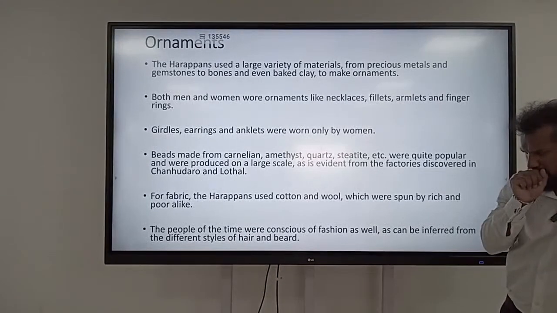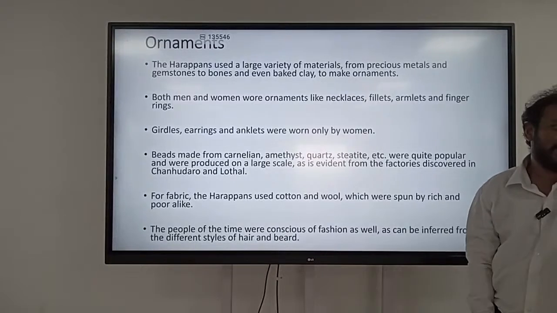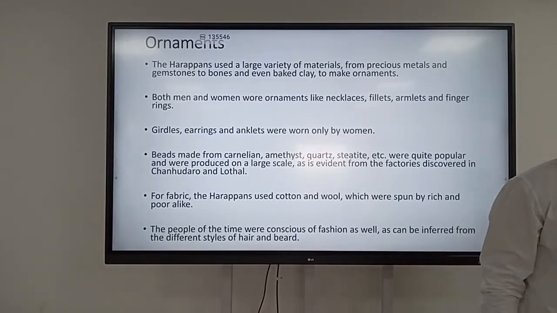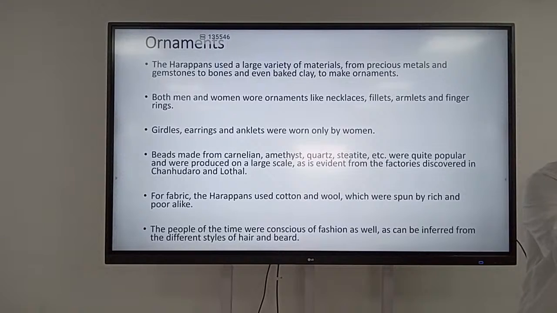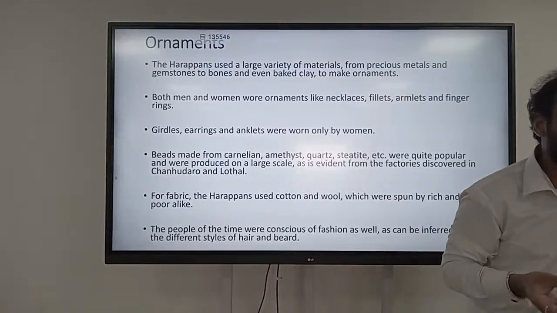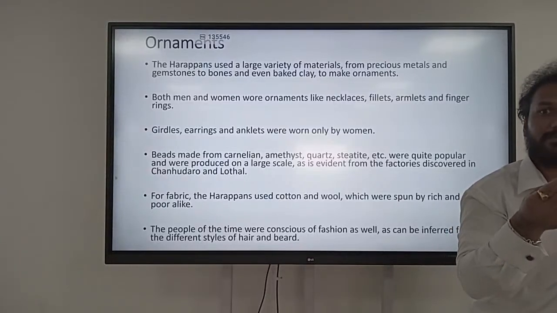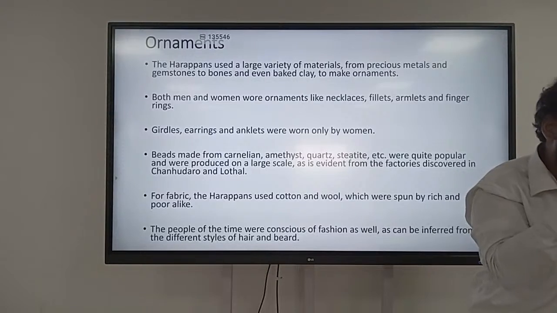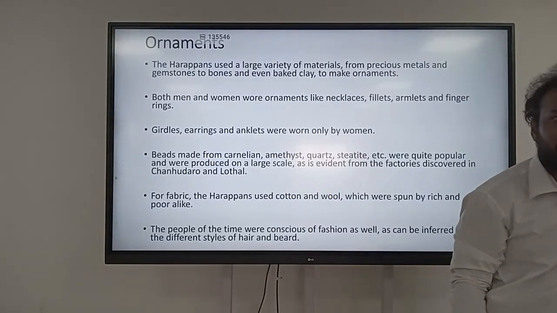So as I mentioned earlier, those people were highly fashionable, right? They had long hair, both men and women, stylish beards, and stylish clothes for appearance. And they made ornaments also. Those ornaments are made up of gold and silver. Terracotta ornaments were also found. Apart from that, some ornaments were made up of bones. Those were also found in IVC.